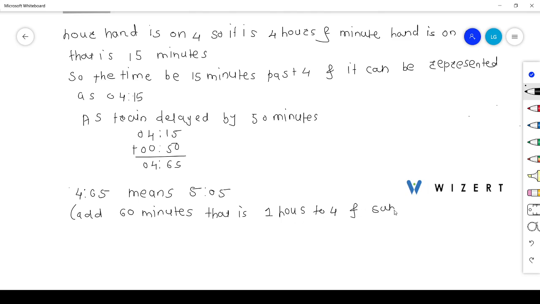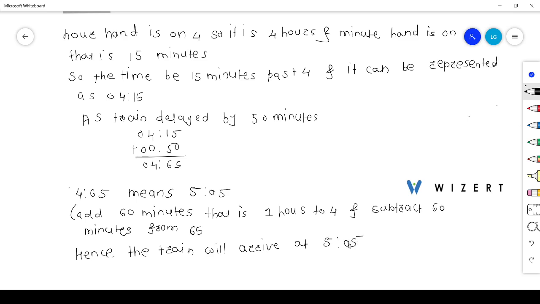and subtract 60 minutes from 65. So, it is 5:05. Hence, the train will arrive at 5:05.